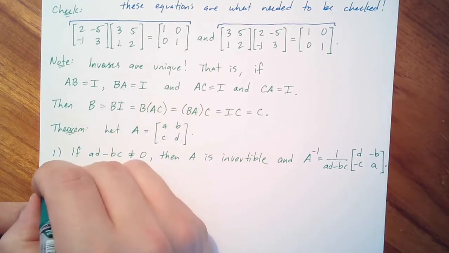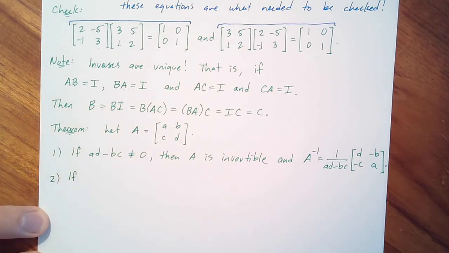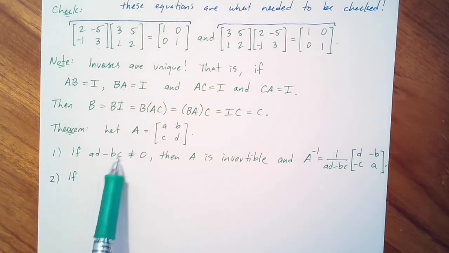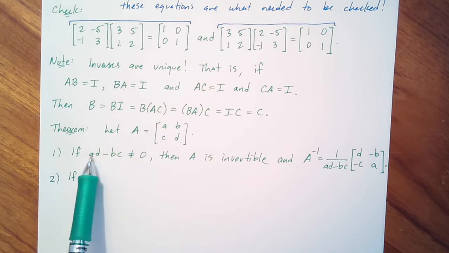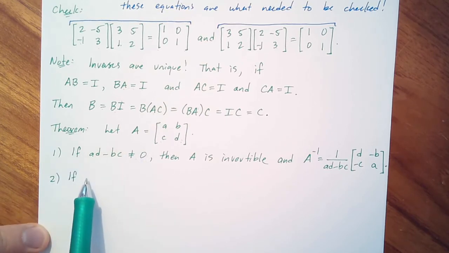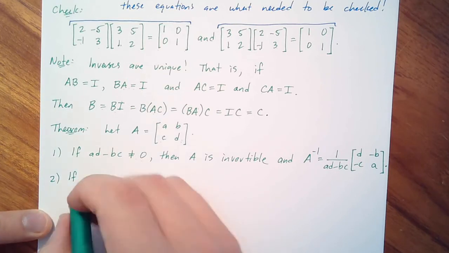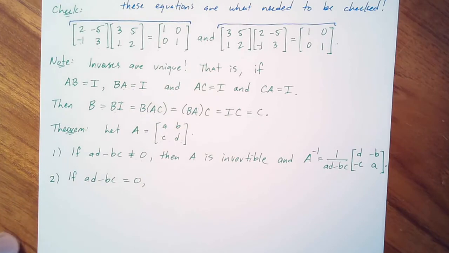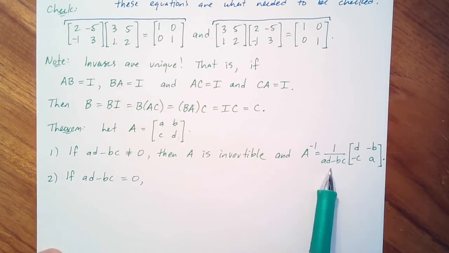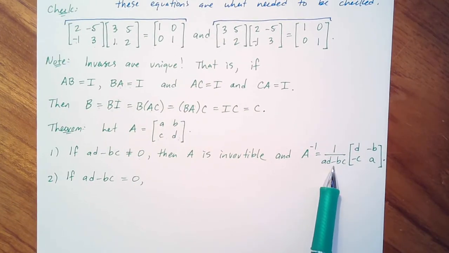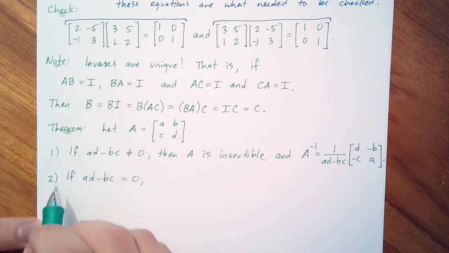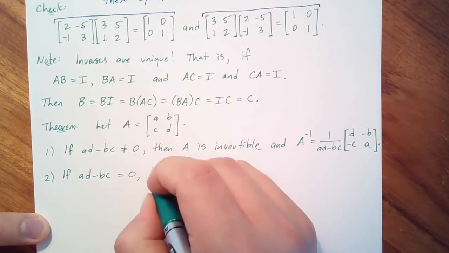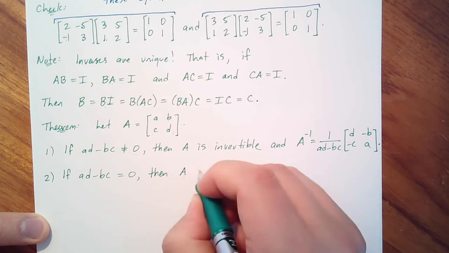And the second claim, you might be able to guess what it's going to be regarding. What if AD minus BC is equal to 0? Well, then we certainly can't compute this, because I can't go 1 divided by 0. You can't divide by 0. So this formula won't work for A inverse. But it turns out not only will this formula not work, but A just doesn't have an inverse. So if this is equal to 0, then A is not invertible.